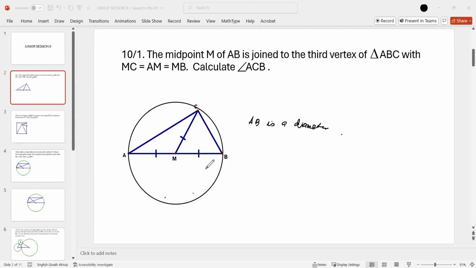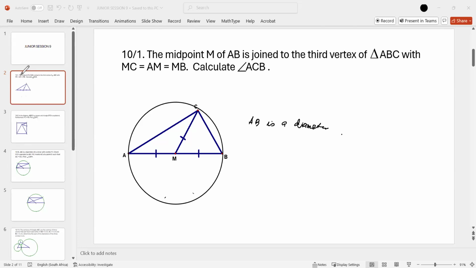Right? So what we are saying here is that if AB is the diameter of a circle, then when you take a point on the circumference and you join that point to the endpoints of the diameter, the angle that you're going to get is 90 degrees. So that is what we have proven here. So that's a very important fact.